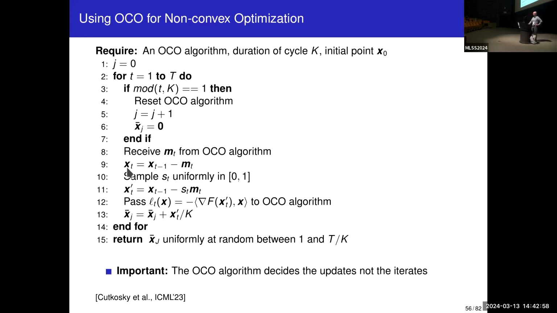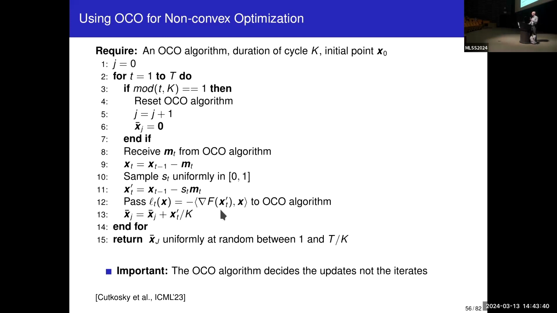Now, this is your new iteration xt. You would like to query the gradient on xt, but again, this is not exactly what you need to do. Instead of taking the entire step mt, you take a learning rate s uniformly at random between 0 and 1, and you construct this other point, xt prime, which is xt minus 1 minus s times mt. So it's not the full update, it's just a scaled version of it, where this learning rate is stochastic. Finally, you query the gradient on this point, and you construct a linear loss using this gradient.